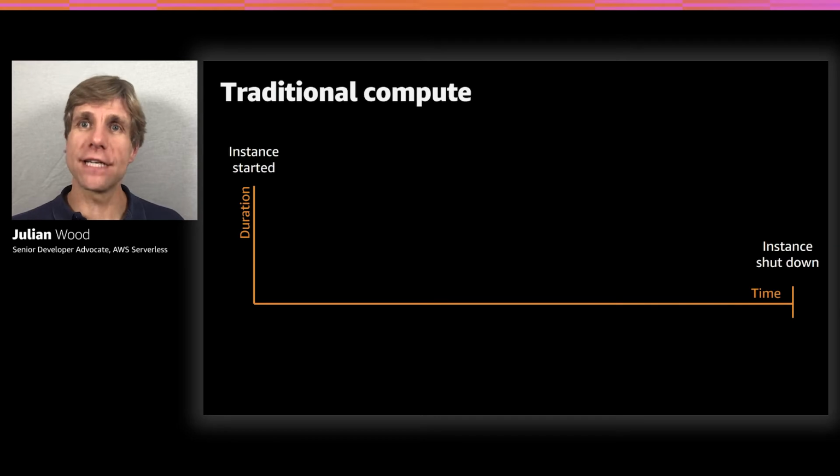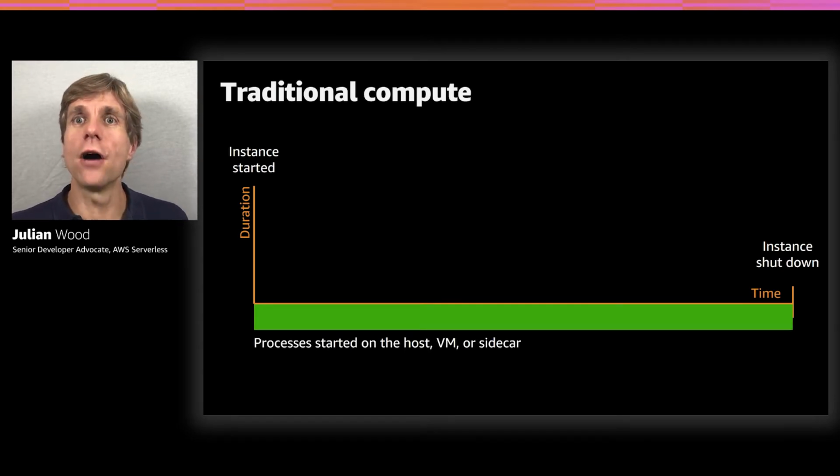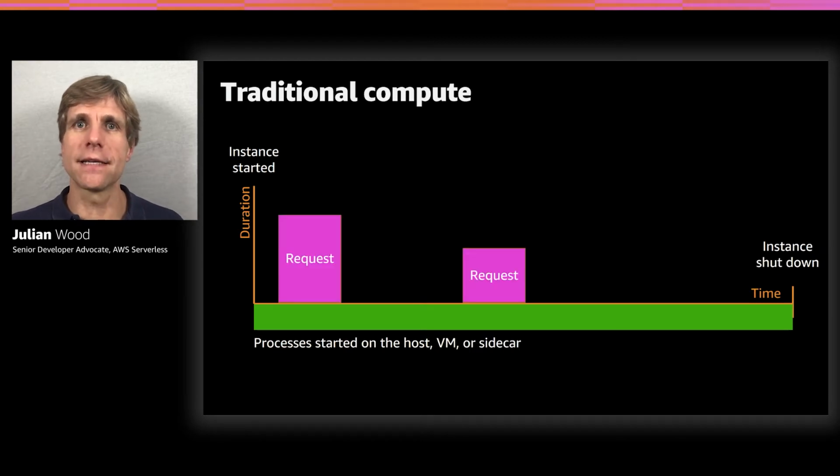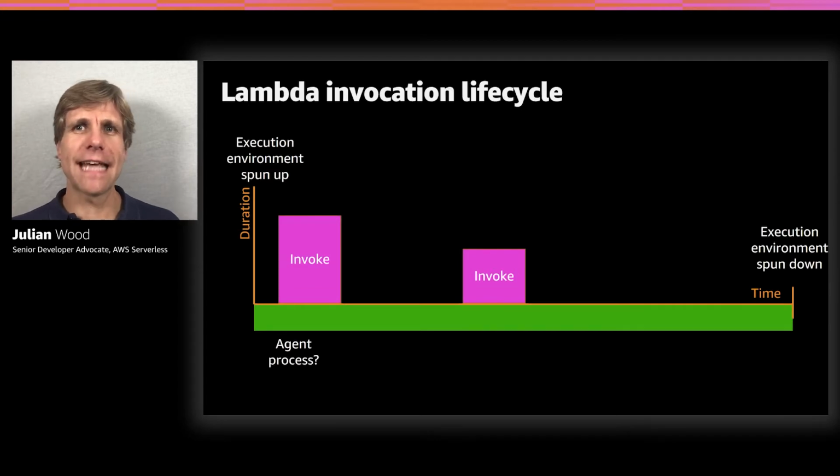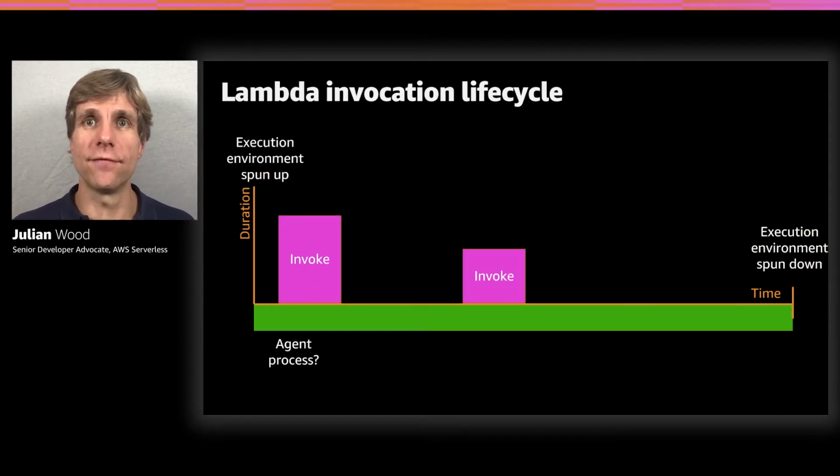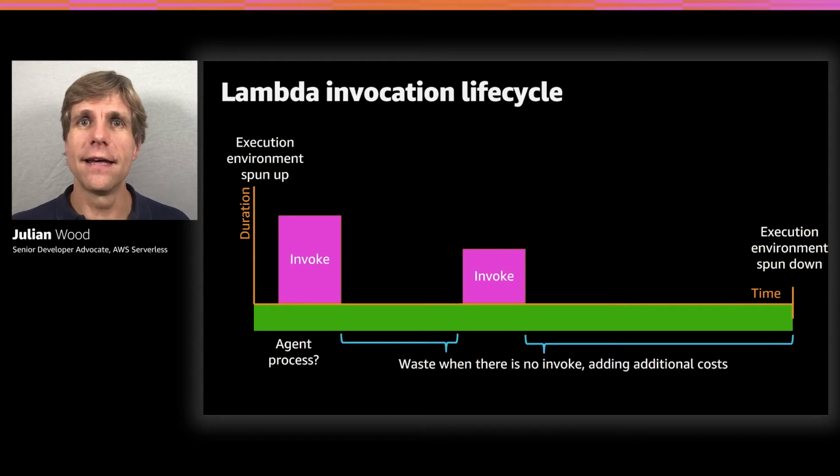If we think of a traditional compute environment, it may have long-running processes, which start when a host, VM, or container sidecar starts up. An agent or tool that performs some work or analysis while it is servicing various requests. It may run for the whole time after an instance is started until it is shut down. If we had to have the same kind of model for Lambda, which is short-lived compute where you don't pay for idle, this would be wasteful, having a long-running process with intermittent invokes, which would cost more unnecessarily.